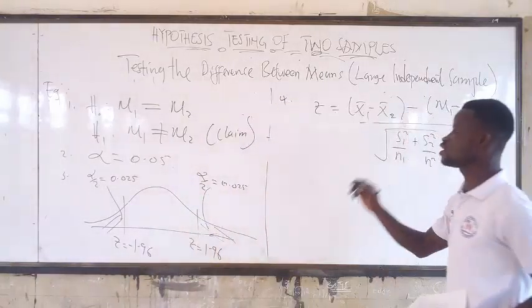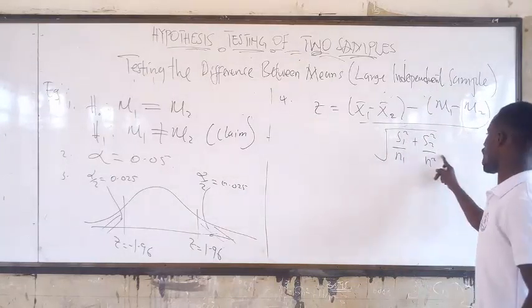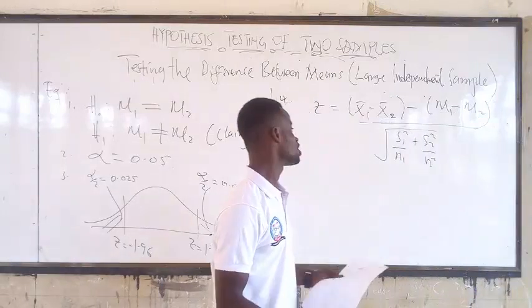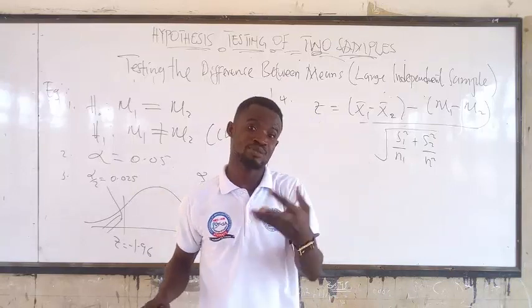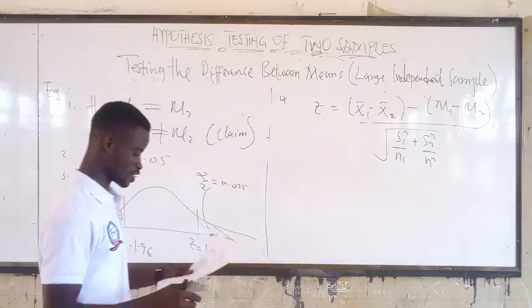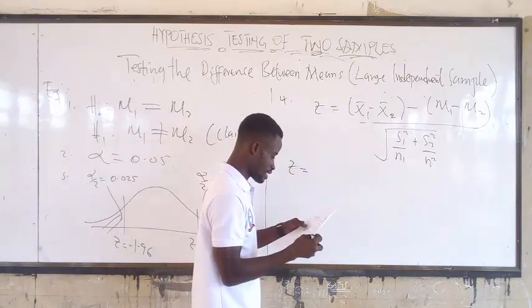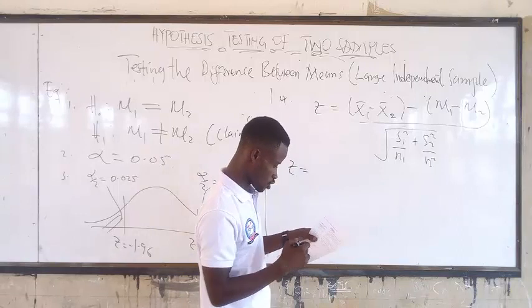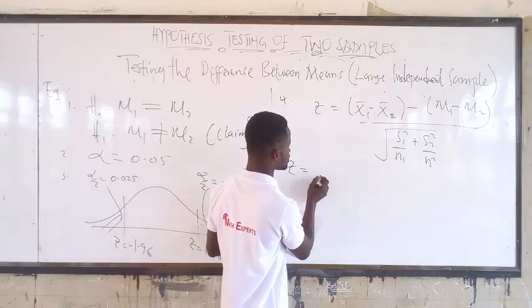Now, our n1 and n2 from the question are the same thing, right? So we can make it all over n, since they are the same. But you know what? I don't want to worry you, let me leave it like this, because not all questions are the same. So your standardized test statistic is going to be this way.